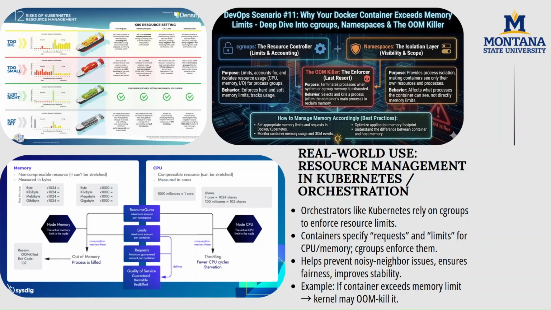If a container tries to exceed its CPU quota, the kernel throttles it. If it uses too much memory, the kernel may terminate it with the infamous out-of-memory kill. This ensures fairness, prevents the noisy neighbor issue where one container drains all the resources, and improves stability when many workloads run on the same host.